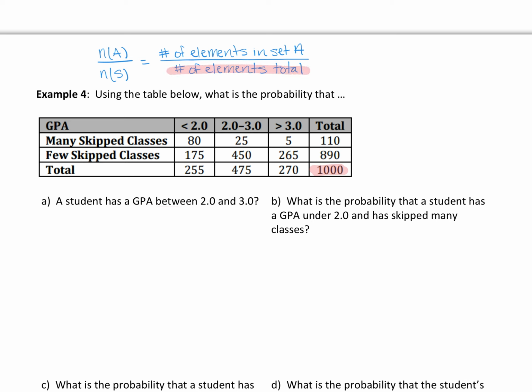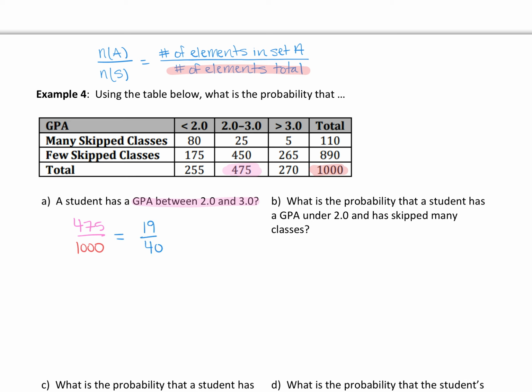And what then is the probability of a student having a GPA between 2 and 3? So a GPA between 2 and 3, that is here, right? We're talking about the 25 and the 450, but that means that it's 475 total. So we want the total students that have a GPA between 2 and 3, which means the probability is 475 out of 1,000.